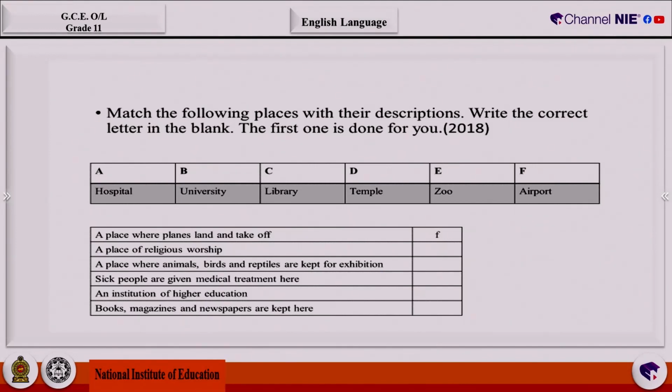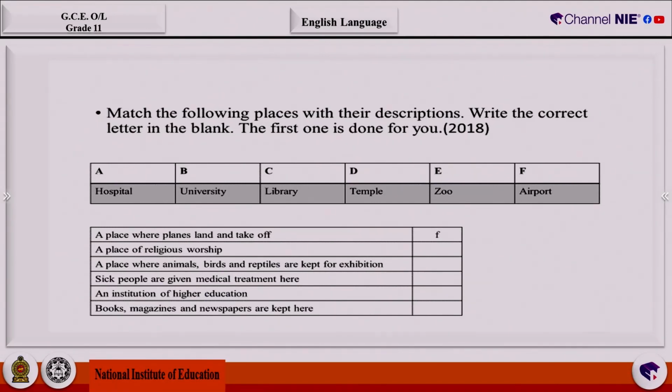Sick people are given medical treatment here. So there are some words that will help us. We have sick people, and also we know the word medical. So with all these words, we can very clearly guess the answer must be the hospital. An institution of higher education.